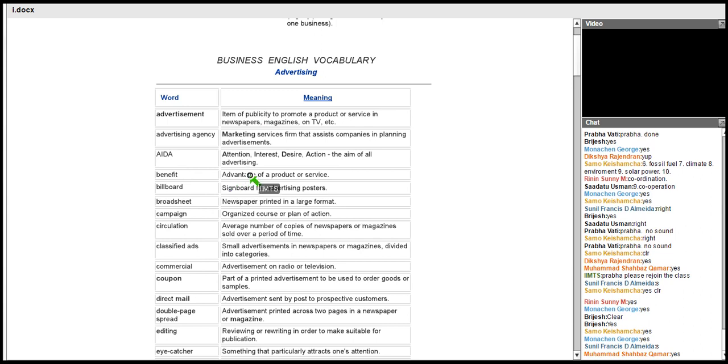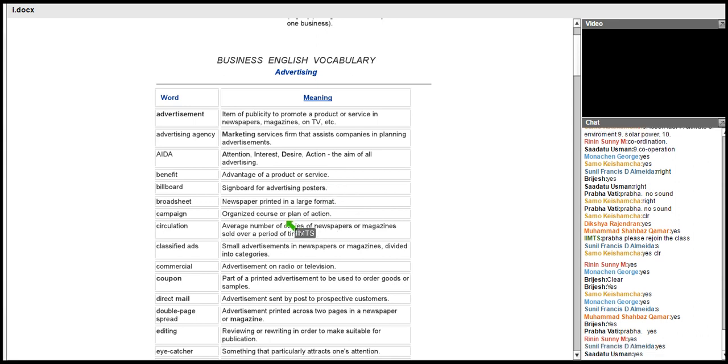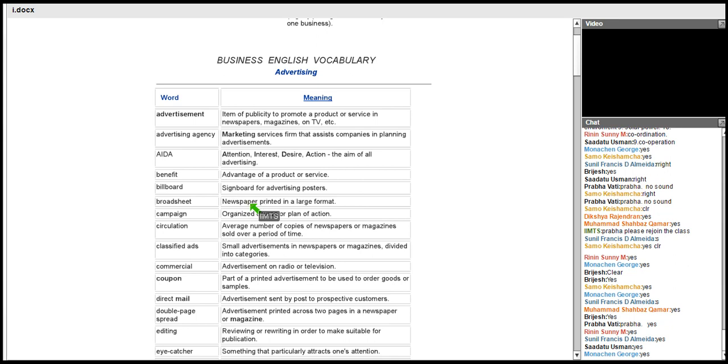Benefit: advantage of a product or service. So if the advertisement is up to the mark, what are they going to benefit from that? More and more people will buy their products. So this is the benefit they are going to get. Billboard: signboard for advertising posters. You might have seen a billboard on roads, right? Broadsheet: newspaper printed in a large format is a broadsheet. Fine? Is it clear?